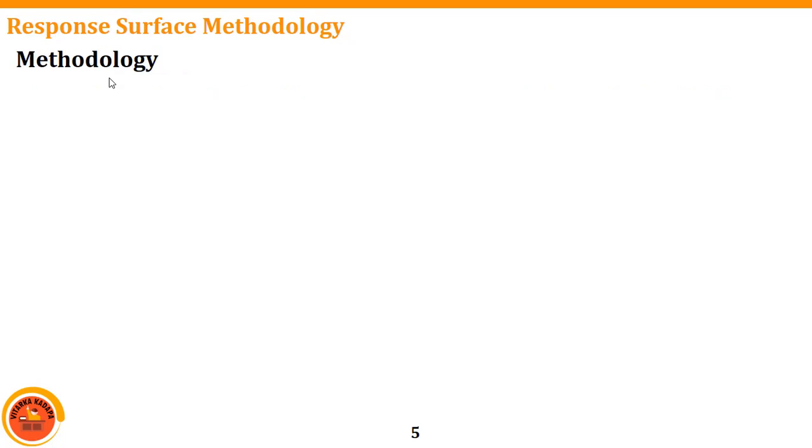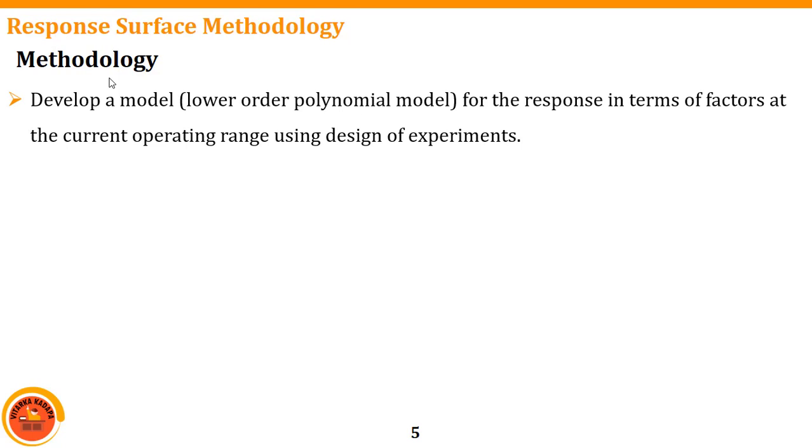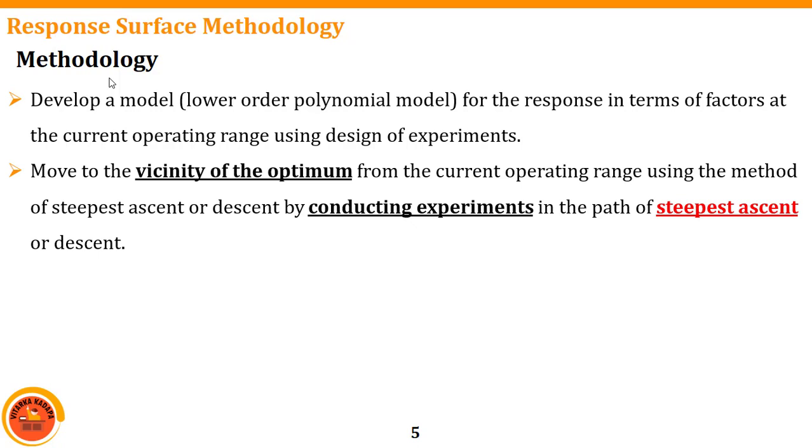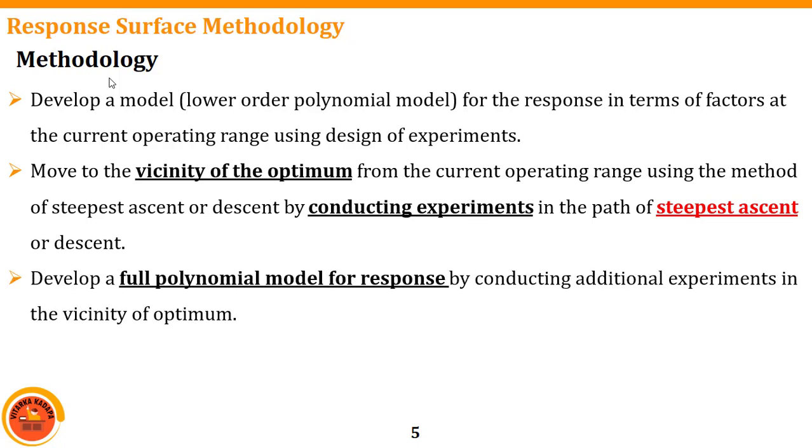Coming to the methodology, how we have to formulate this: first, we have to develop a lower order polynomial using some kind of design of experiment, and test whether it is moving in the vicinity of the optimum or not. Whether by conducting the experiment or following the steepest ascent and steepest descent method, we have to check whether the current range is in the vicinity of the optimum level. Next, we have to develop a full polynomial model, whether first order, second order, third order or fourth order, conducted in the optimal vicinity. Next, optimizing the response. That's all. Only four very important steps.